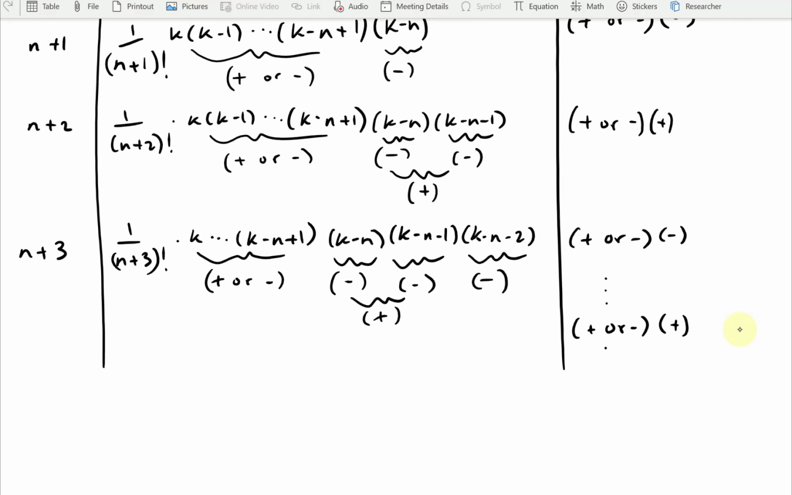And then etc. So it keeps going on and on. So alternating. Alternating sign.